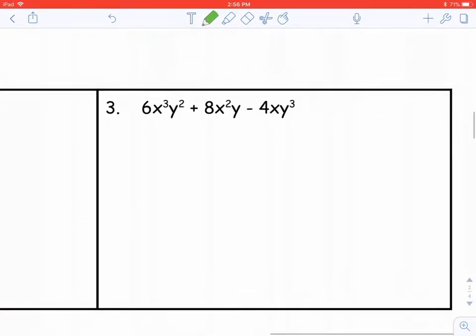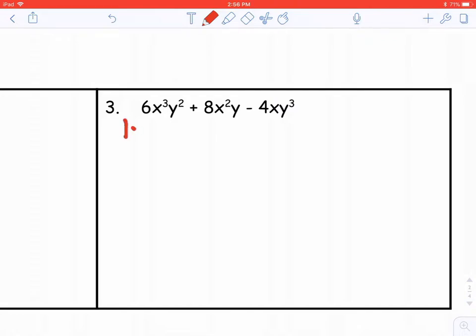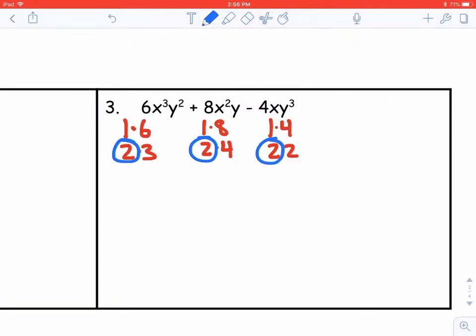All right, let's look at one more example. So number 3, we have 6x cubed y squared plus 8x squared y minus 4xy cubed. So you think about 6 has 1 times 6 and 2 times 3 are its factors. 8 is 1 times 8, 2 times 4, and then 4 is 1 times 4 and 2 times 2. So then you're able to see all the numbers that are possible out of each of those numbers, and you can pick out that 2 would be the largest number they all 3 have in common, because your greatest common factor has to come out of everything in your polynomial.